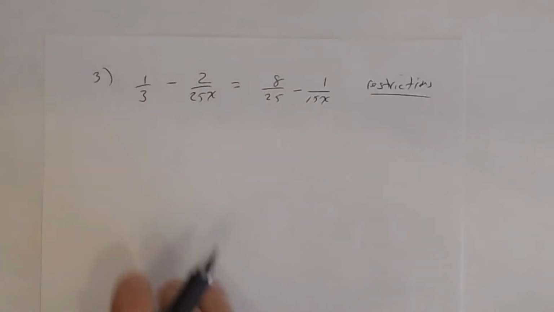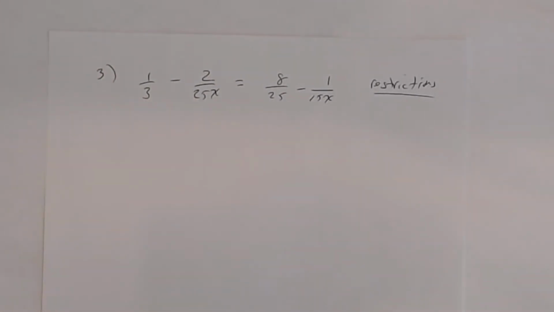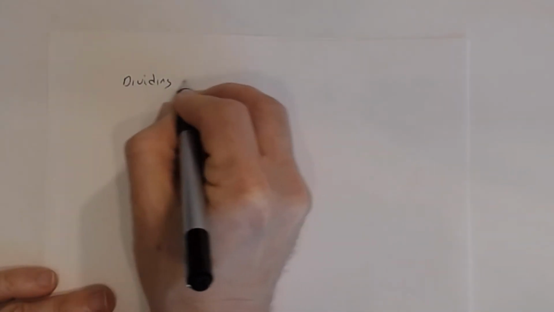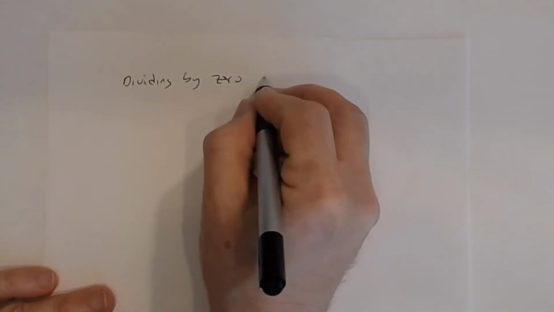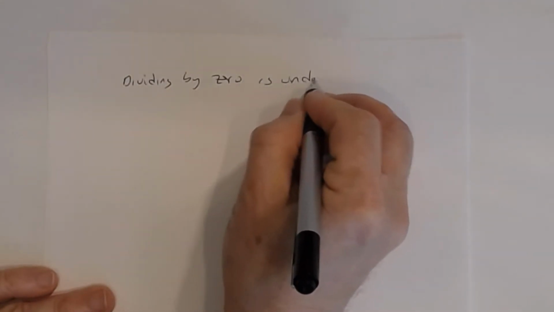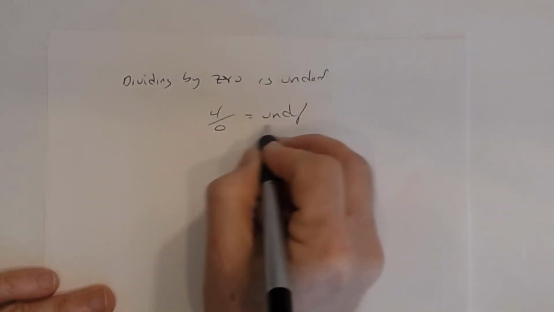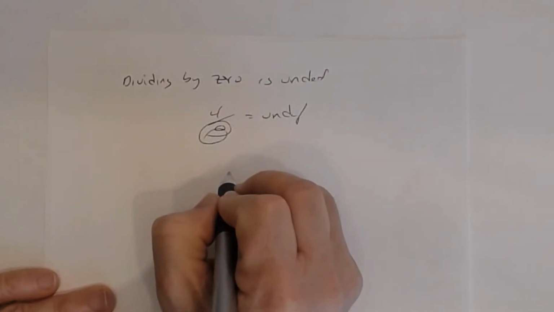So the question is this. Remember, you can never divide by 0. Dividing by 0 is undefined. So for example, 4 divided by 0 is undefined. So the denominator can never be 0.